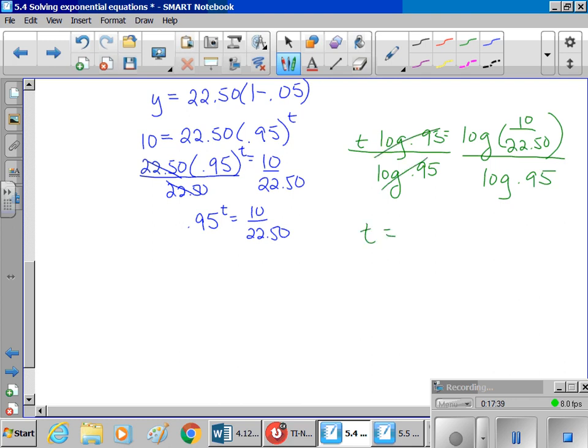And t turns out to be, now when you're putting this in your calculator, the first thing you do is open your fraction bar, log, parentheses, open your fraction bar again to put the 10 over 22.50. Make sure that when you're done with your calculator, it looks exactly like this. Sometimes parentheses don't fall where we need them to fall, so just beware of that. This turns out to be 15.806996. So rounded to the nearest week is going to be 16 weeks.